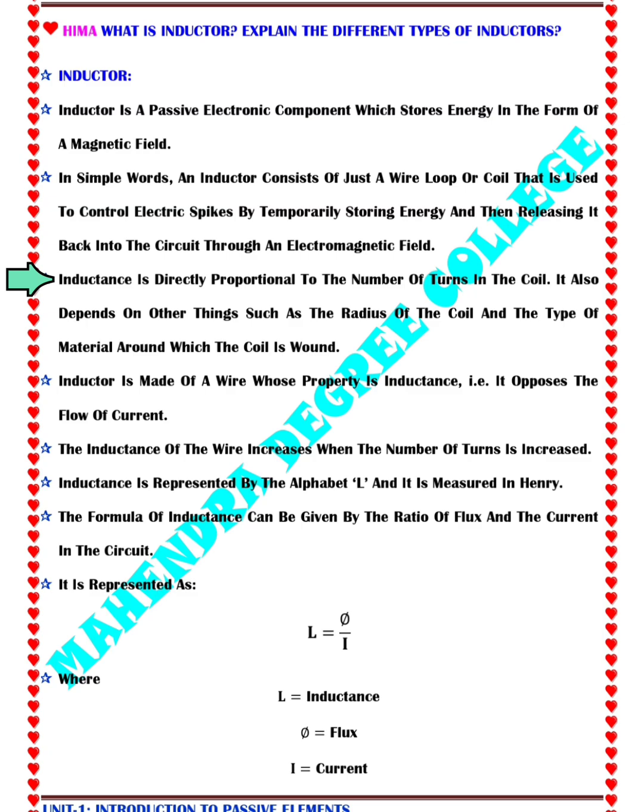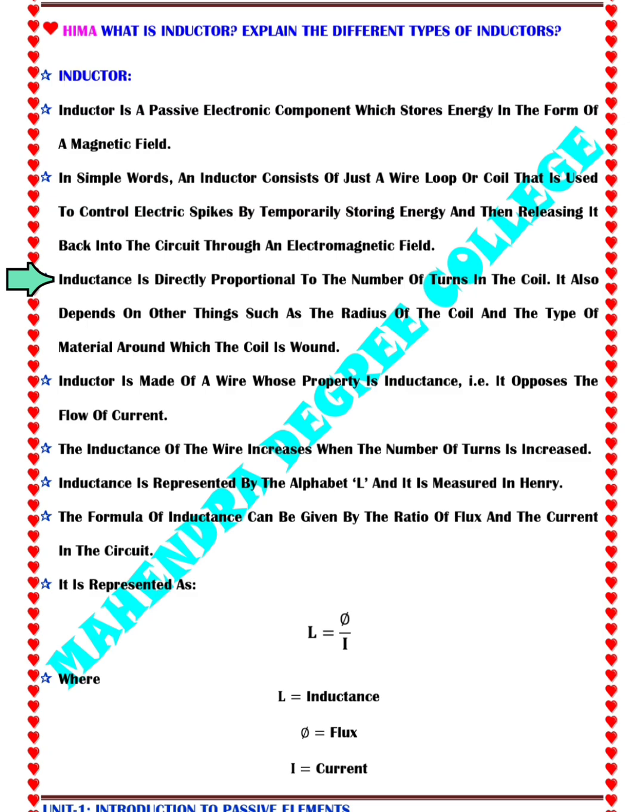It also depends on other things such as the radius of the coil. The radius or size of the coil affects the area through which the magnetic field lines pass. A larger radius means a larger area, so more magnetic flux is created, resulting in higher inductance. Bigger coils can store more magnetic energy, so inductance increases with radius.